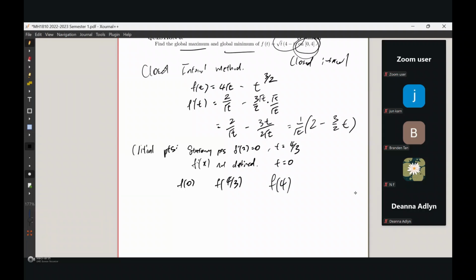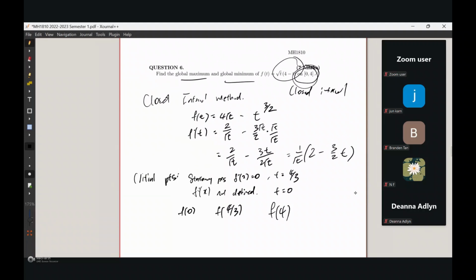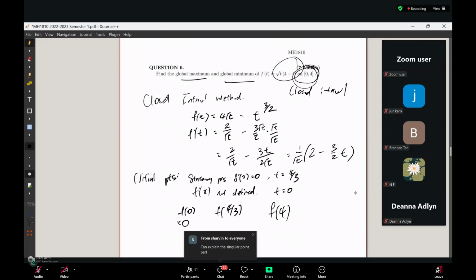So f of 0 is equal to 0. F of 4/3, let me press my calculator. I will get 16 square root 3 over 9.